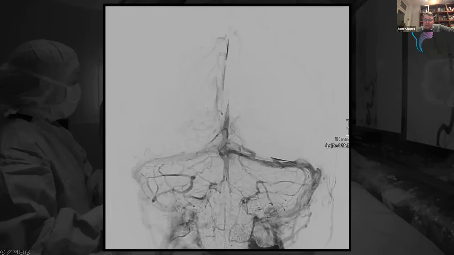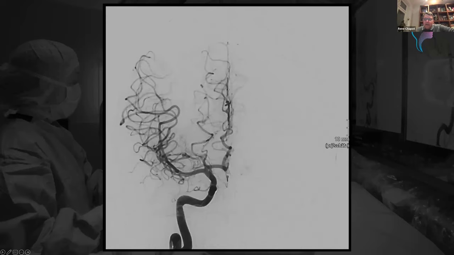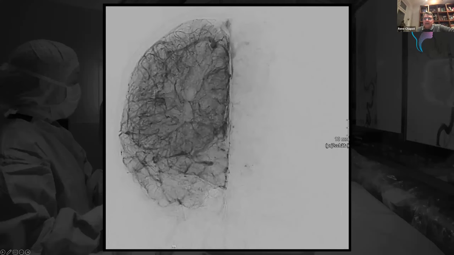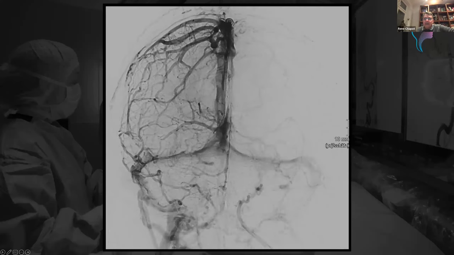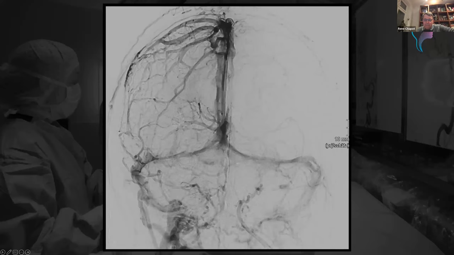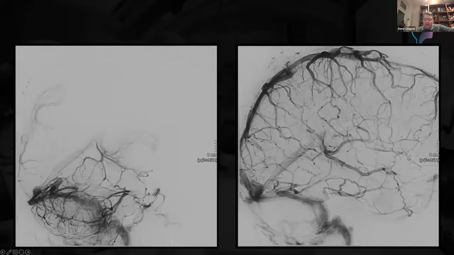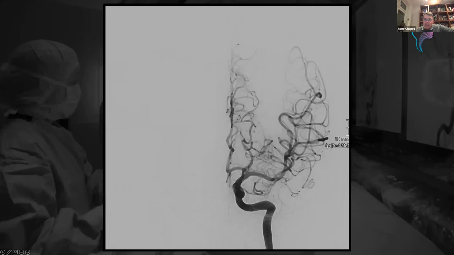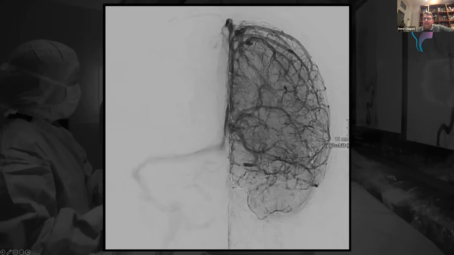Here is the posterior circulation. Here's the right ICA. And I show also some lateral views just to make sure that the superior sagittal sinus, torcula and straight sinus are fine. And the left ICA is here.